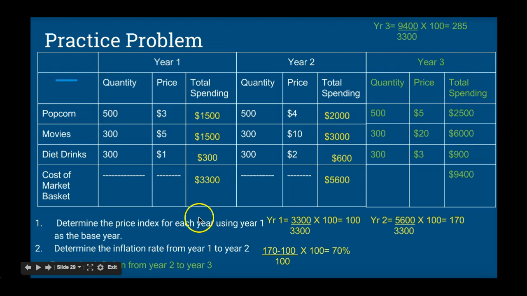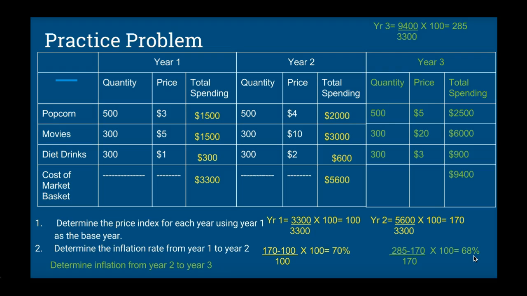Now to figure out the inflation from year 2 to year 3, I have to take 285, which is our price index for year 3, minus 170, which is the price index for year 2, divided by 170, the price index for year 2, multiplied by 100, which gives me an inflation rate of 68%. Again, terrible inflation, but I'm trying to make a point and make it easy numbers for you, so that's the reason why. Okay, hopefully this makes sense.